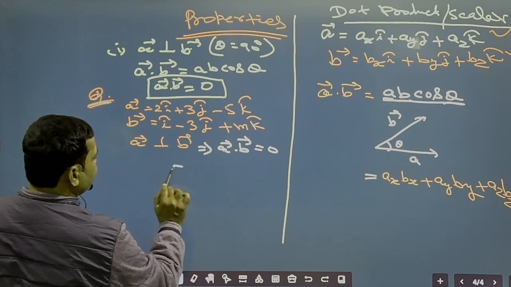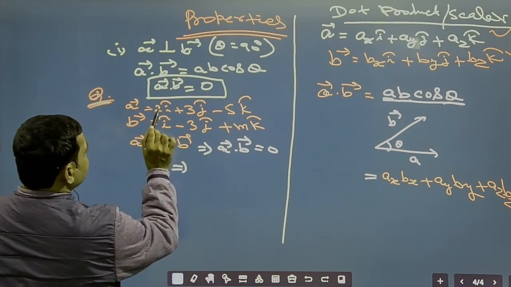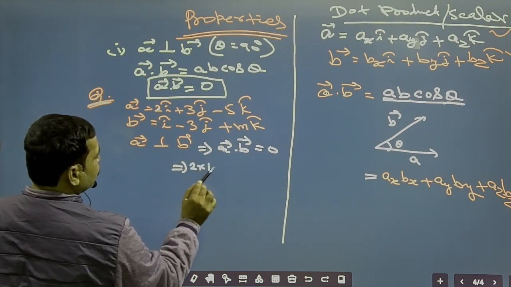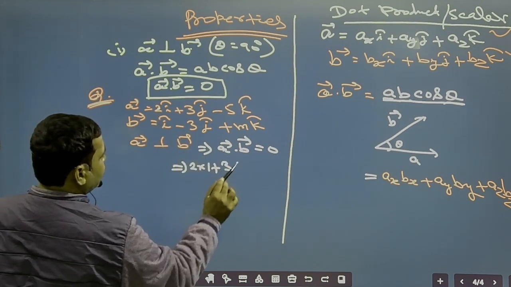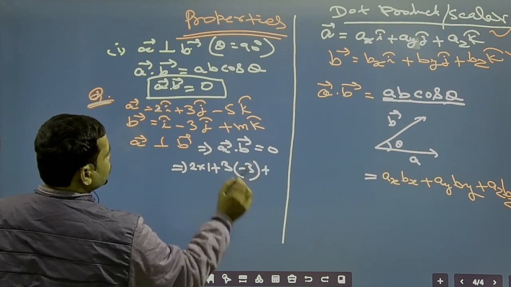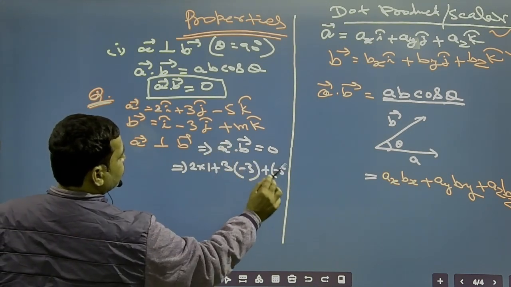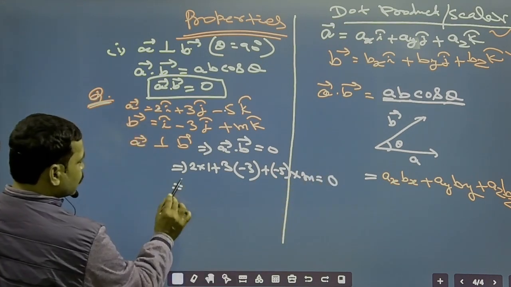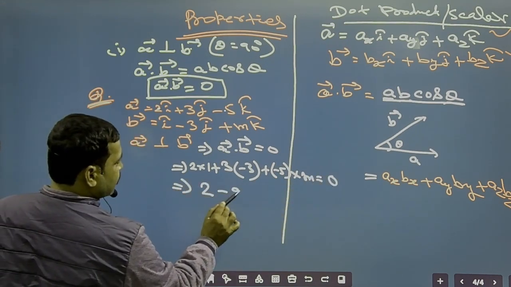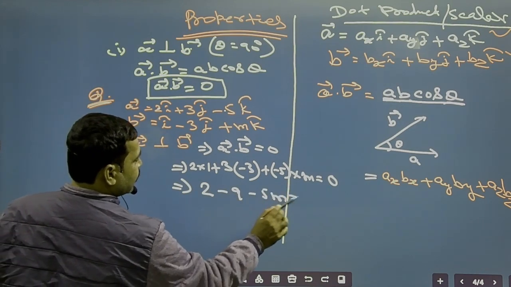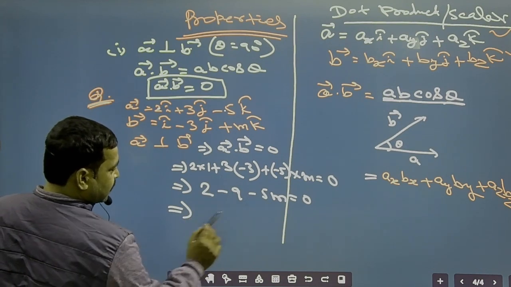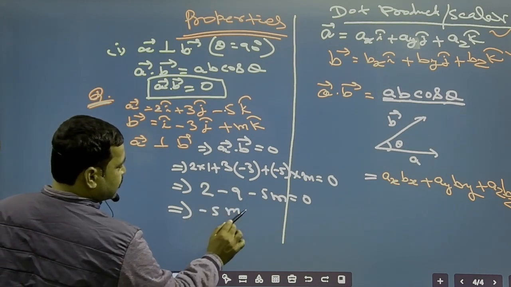So here you find out what is A dot B. The components will multiply. So 2 into 1 plus 3 into minus 3 plus minus 5 into m, and this will be equal to 0. So here we will get 2 minus 9 minus 5m equals 0. This implies that you will get minus 7, so that side will be 7. So minus 5m is equal to 7.